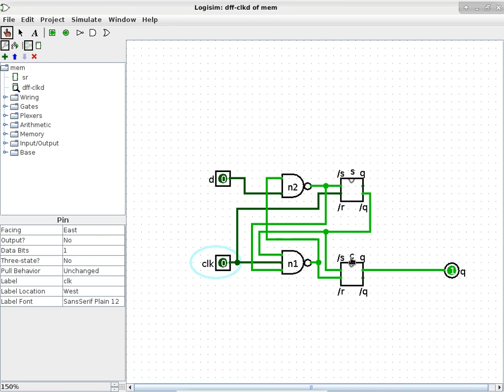The question is, when do we sample the input to change the state of the memory device? That is the question. With a level sensitive design, as long as the enable line is a 1, the state of the memory device is affected by the D pin. With an edge-sensitive design, it is only sampling when the clock is going from 0 to 1. So that is the big difference.